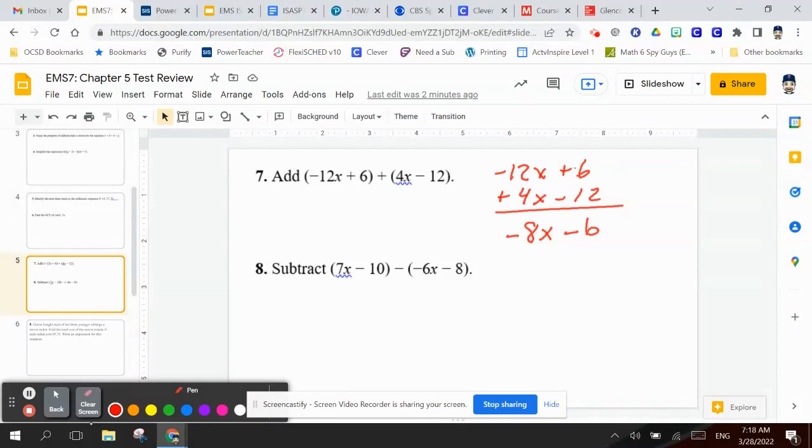Always take the larger number minus the smaller number, especially if they're different signs. And then the larger number, that sign prevails. So notice that negative 12x, negative 12 is larger than 4, so my answer is negative.